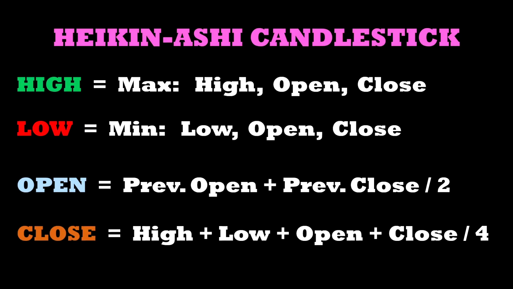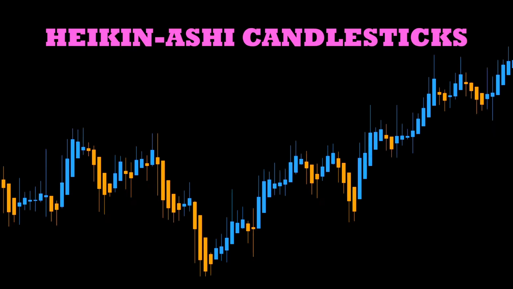Then finally the close takes the high, the low, the open, and the close of price for the current period. That's all 4 of the price elements. It adds them together and divides that figure by 4. This gives you the mean average of price for the relevant period. That's all the calculations of a Heikin-Ashi candle, but what does any of it mean without seeing the final product?